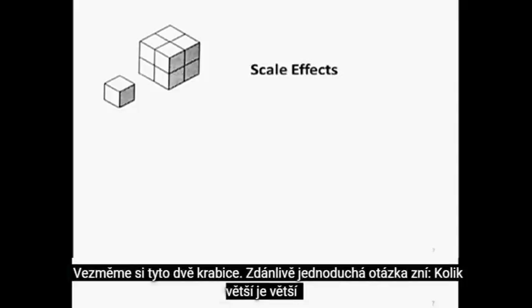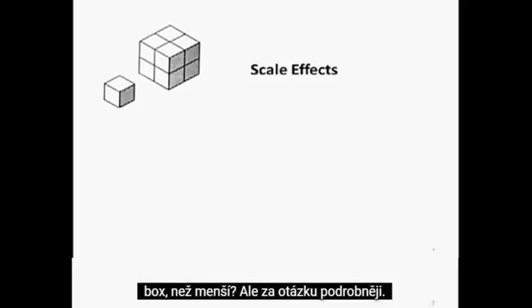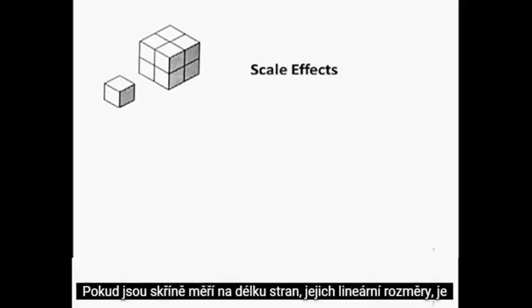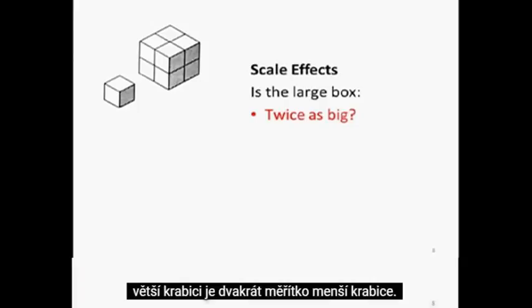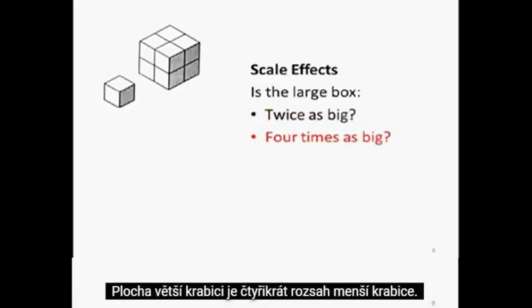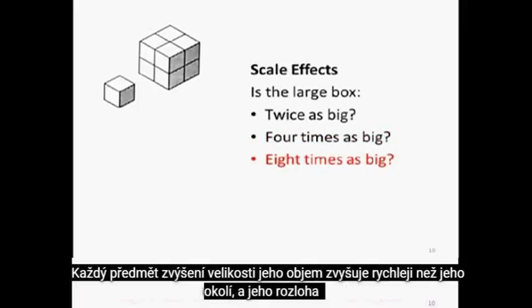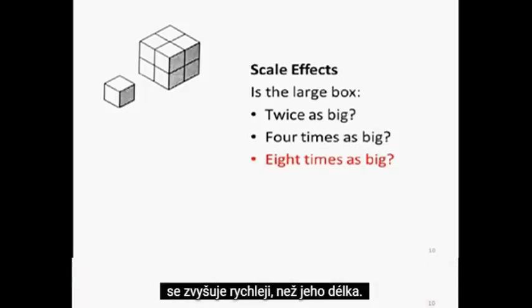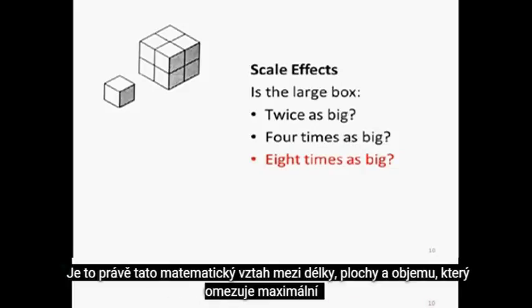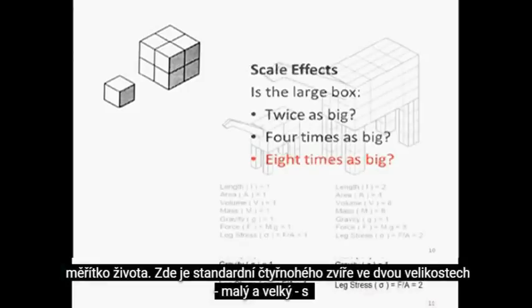Consider these two boxes. A seemingly simple question is, how much bigger is the larger box than the smaller one? But consider the question in more detail. If the boxes are measured by the length of their sides, their linear dimensions, the larger box is twice the scale of the smaller box. The area of the larger box is 4 times the scale of the smaller box. The volume of this larger box is 8 times the scale of the smaller one. As any object increases in size, its volume increases quicker than its area, and its area increases quicker than its length. It is this mathematical relationship between length, area and volume which limits the maximum scale of life.